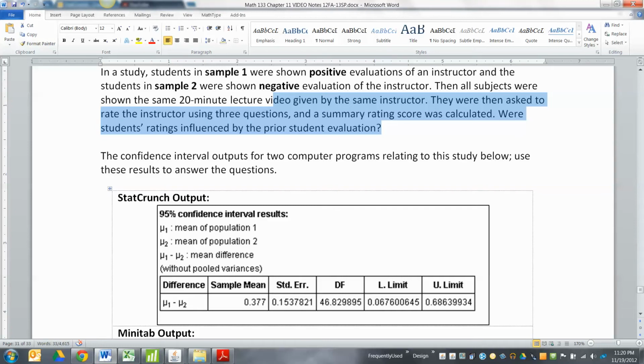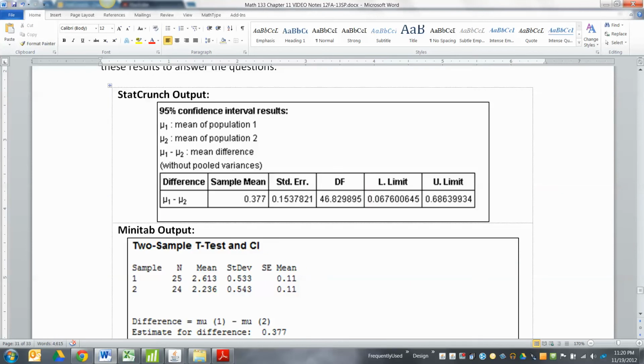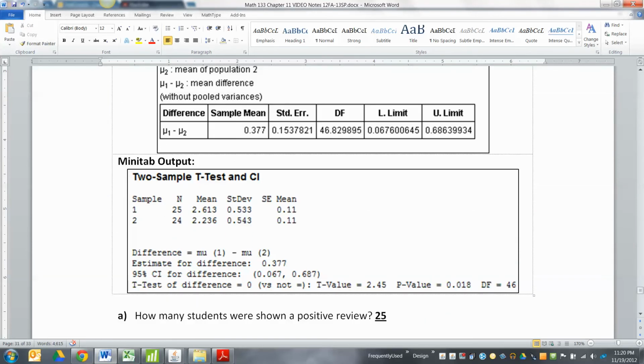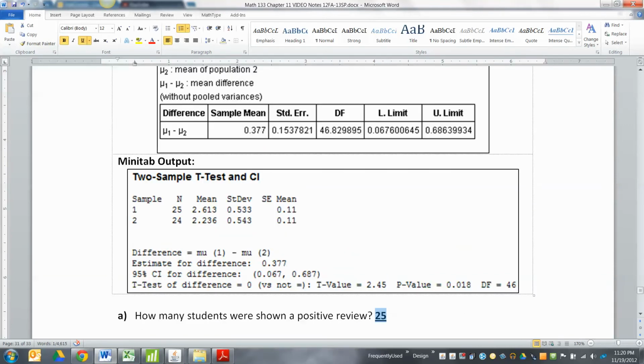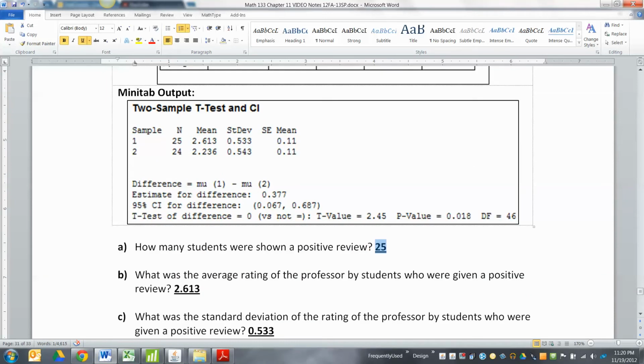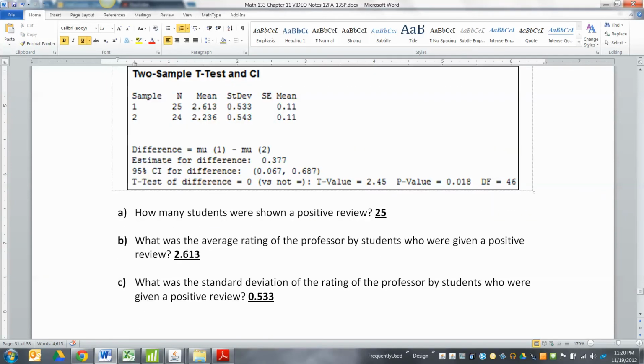So the confidence interval output for the 2 programs is below, right here. There's StatCrunch, there's Minitab. How many students were shown a positive review? Minitab is where you get that information from. The positive was group 1, that's 25. What was the average rating? It was 2.613 with a standard deviation of 0.533.